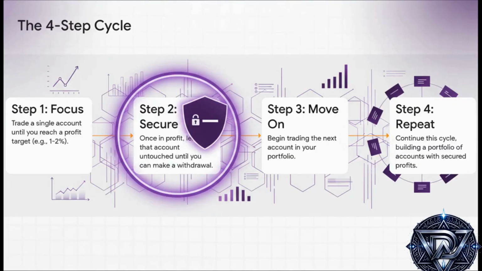So how does this actually work in practice? It's a pretty simple 4-step loop. First, you pick one account. Just one. All your focus goes there until you hit a small, sensible profit target. Think like 1 or 2%. Step 2, the second you hit that target, you stop. You secure that profit and you pause all trading on that account until you can make a withdrawal. Don't touch it. Then, step 3, you move on to the next account in line. And step 4, you just repeat the whole process. What you're doing is building a firewall between your accounts. If one blows up, who cares? The others are completely safe.